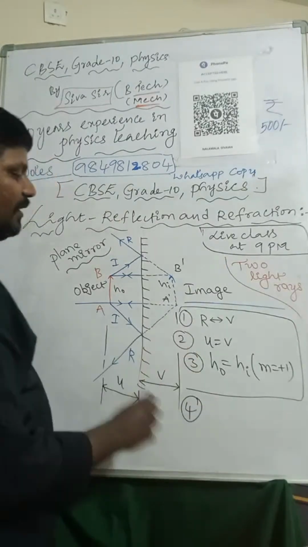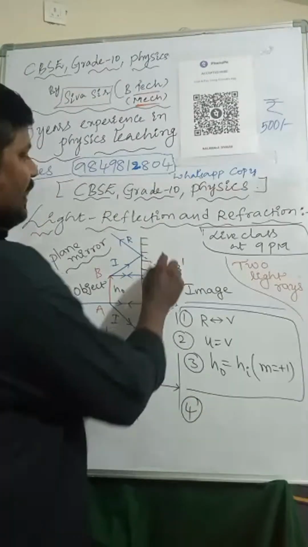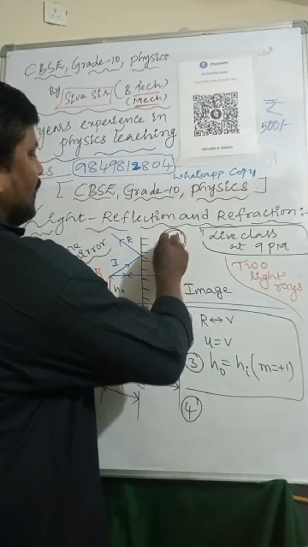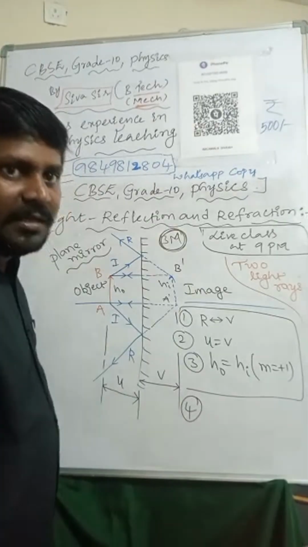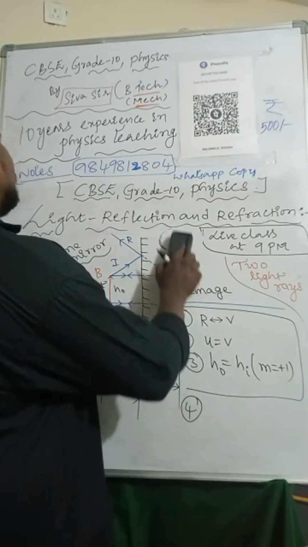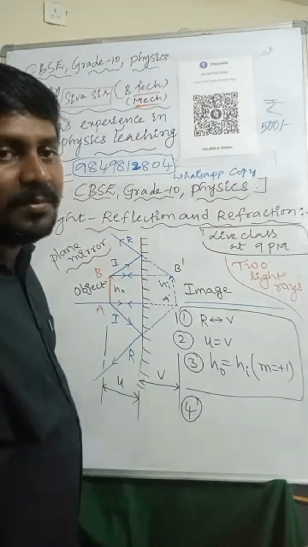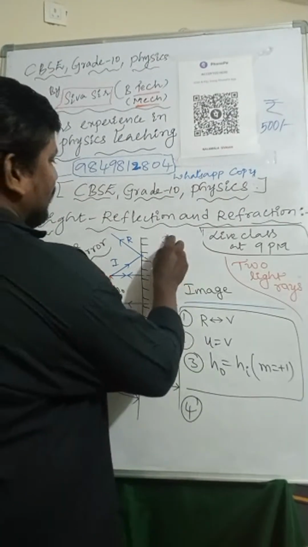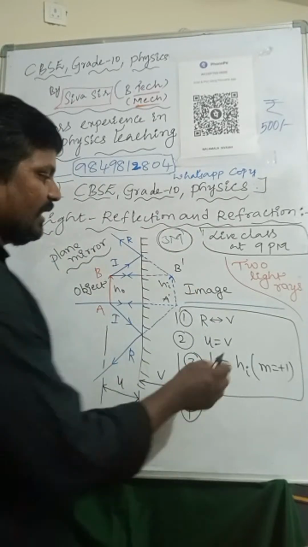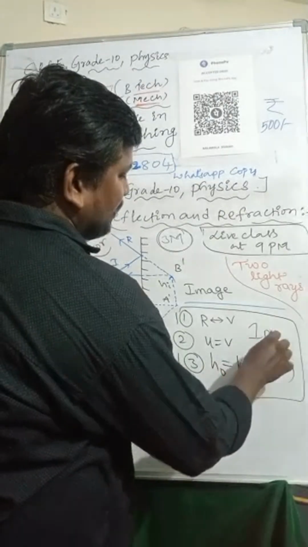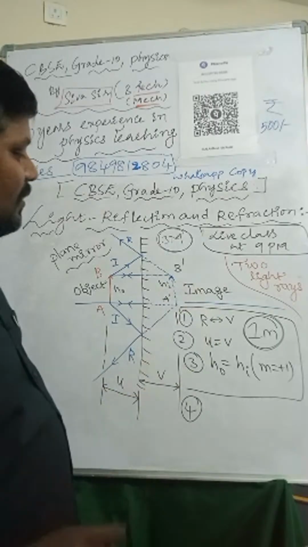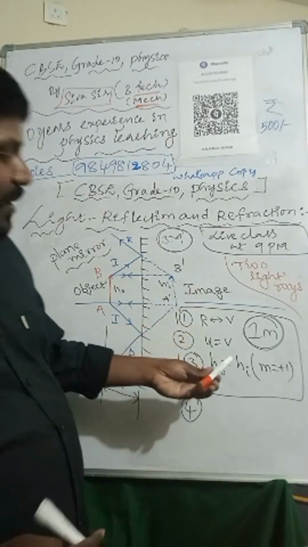See, one question with a diagram will come for 3 marks. They will ask a complete question. Sir, how will they ask? Explain the nature of the image formed by the plane mirror. So a 3 marks question they will ask, and here also a 1 mark question. So how will they ask for 1 mark?